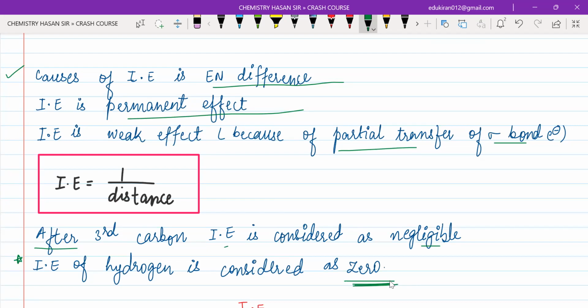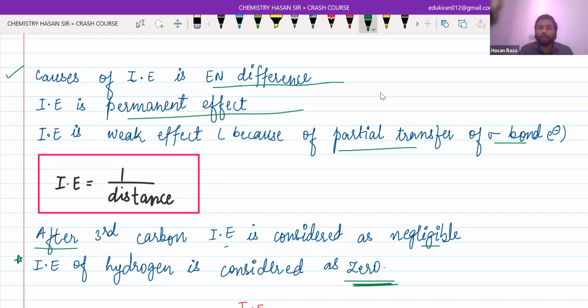Yes, sir. Okay. So whenever there is a question in which of the following inductive effect is taking place, what you need to see is only the compound in which electronegativity difference is not equal to zero. In that compound, inductive effect will take place.